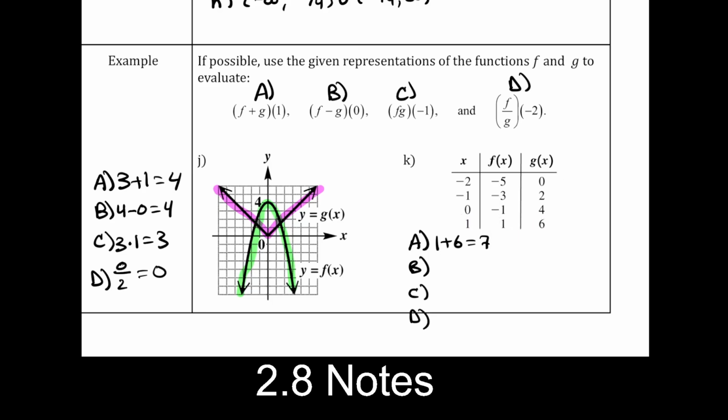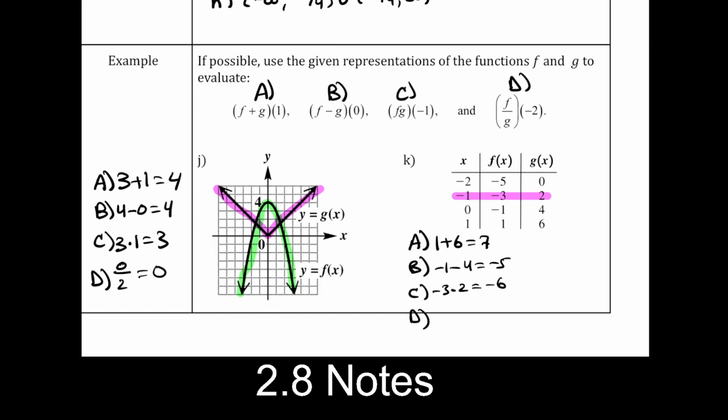B, we have f minus g of 0, so now we're looking at this row. F of 0 is negative 1 minus g of 0 is 4. That's negative 5. C, f times g of negative 1. So I need to move this over to the negative 1 section. F of negative 1 is negative 3 times g of negative 1 is 2. That's negative 6. So far, so good.